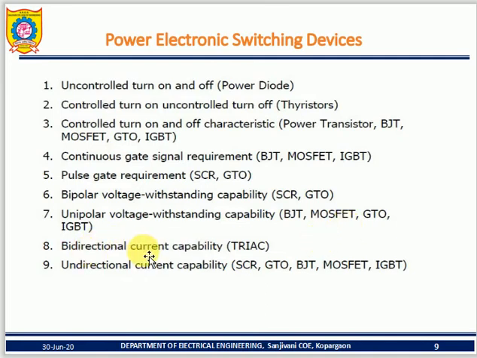Next is bidirectional current capability, the triac. What is bidirectional current capability? Two thyristors are connected anti-parallel, meaning in opposite directions. That is called a triac. When you see the symbol, you will know how they are connected anti-parallel. It is bidirectional current capability, not voltage capability. Next, unidirectional current capability: all the remaining devices are unidirectional, and only the triac is bidirectional. This is how power semiconductor devices are classified.